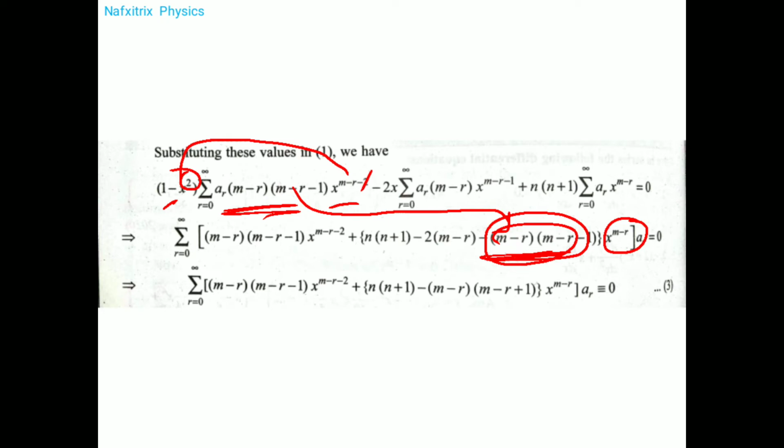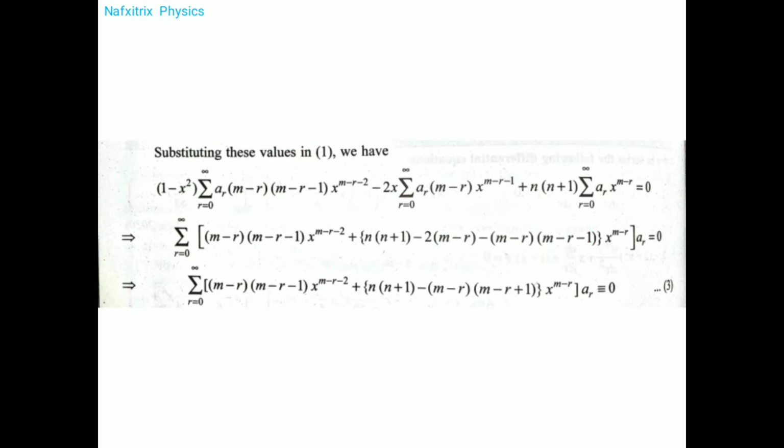And next thing is, from here, minus 2x and this term. Here x power 1 is there, here x power m minus r minus 1 is there. So 1 minus 1 would get cancelled and x power m minus r would remain. So same as x power m minus r, so 2 into m minus r, so minus 2 into m minus r. So that one is there.